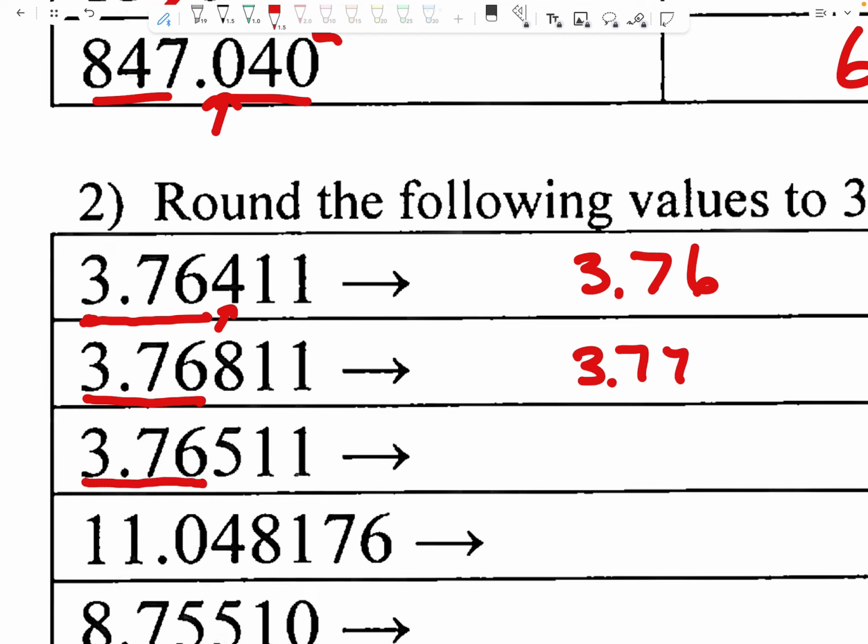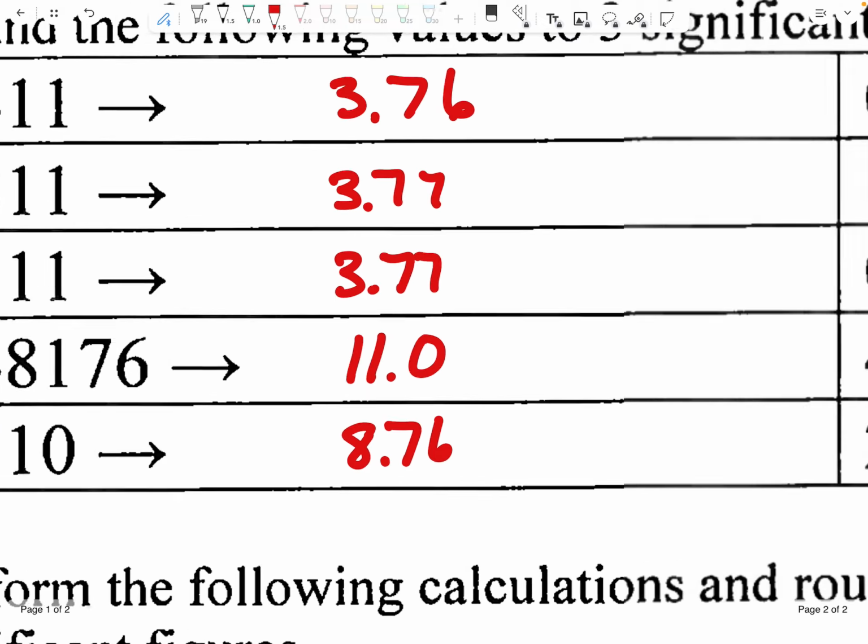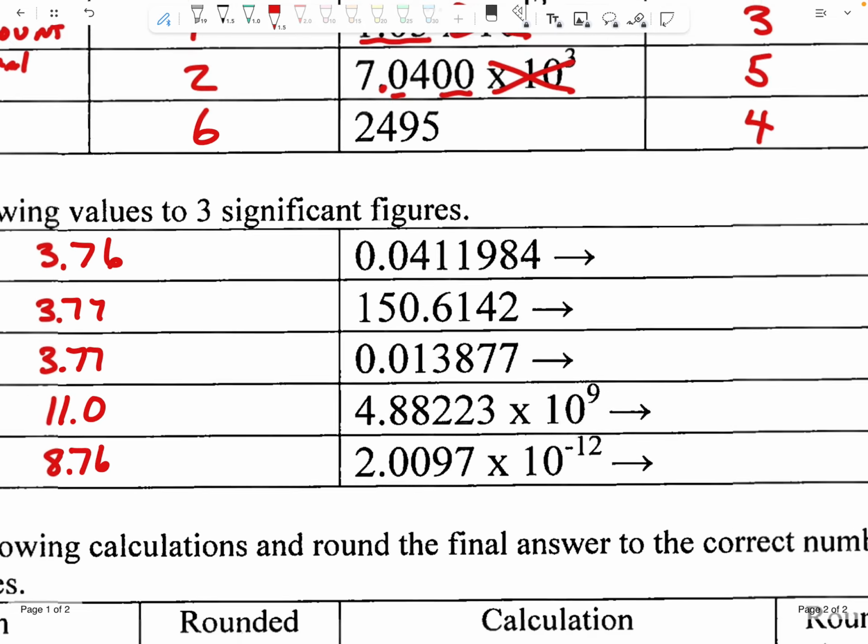We use these 3 digits for sig figs. Those are the 3. The 5 will round the 6 up. Okay, that's all good. That's part of the rounding rules. So 3.77. 11.0. Those are the 3 significant figures we're going to be using. The 0 does count. The 4 does not round that 0 up, so we end up with 11.0. 8.75. The 5, this one to the right, rounds that 5 up to a 6. 8.76. Okay? All right.